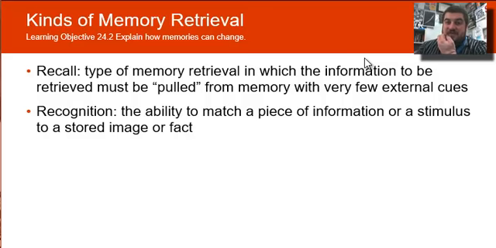Kinds of memory retrieval: we've got recall and recognition. And these are two different kinds of memory retrieval. One is easier than the other. Recall is the type of memory retrieval that must be pulled from memory with very few external clues. And recognition is the ability to match a piece of information to a stored image or fact.